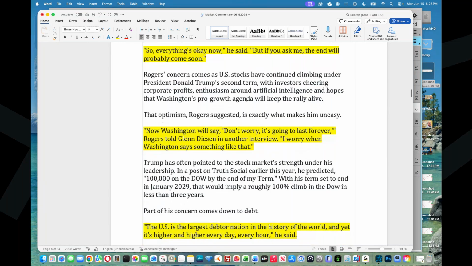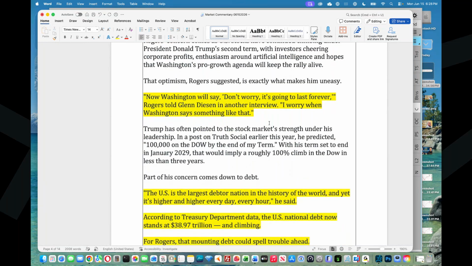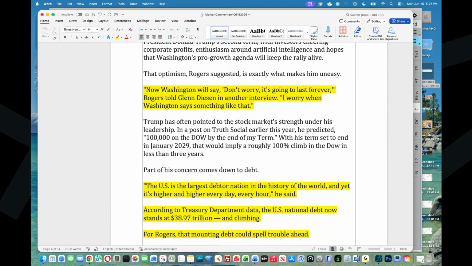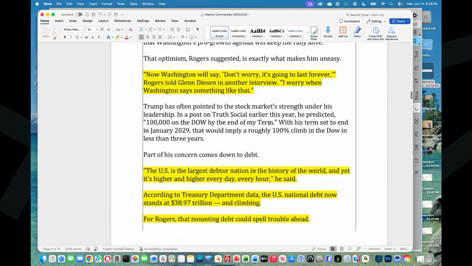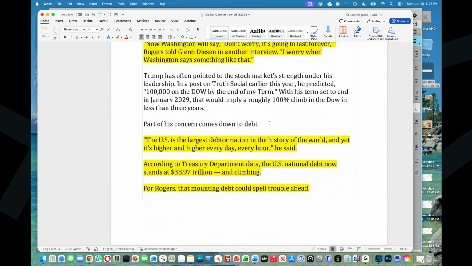Now he says Washington will say, don't worry, it's going to last forever. But I worry when Washington says stuff like that. He says some of the most fearful words you can hear is, but this time is different. And he's like, those are the most dangerous words to hear when you're a trader.